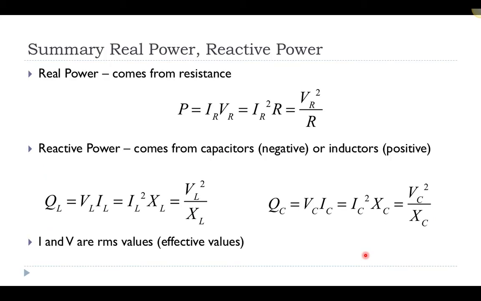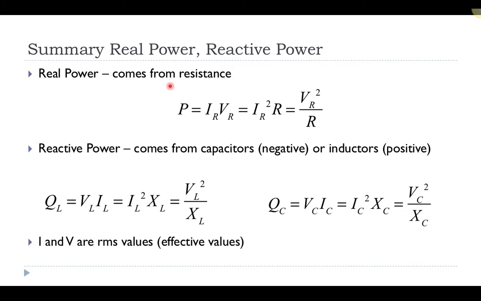In this presentation, we continue to talk about power for an alternating current, alternating voltage circuit that has resistors, capacitors, and inductors. And we define something called the apparent power for a circuit. So previously we had real power, and real power came from the resistive part of the circuit.